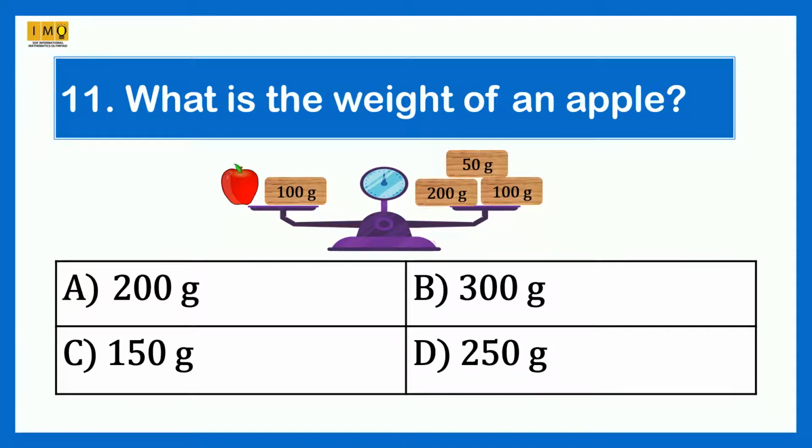What is the weight of an apple? 200 plus 100 plus 50 is 250 gram. 250 gram plus an apple plus 100 gram makes the balance equal. So therefore 350 minus 100 gram will be the weight of the apple. So 350 minus 100 is 250 gram. So the weight of the apple would be option D, 250 gram.